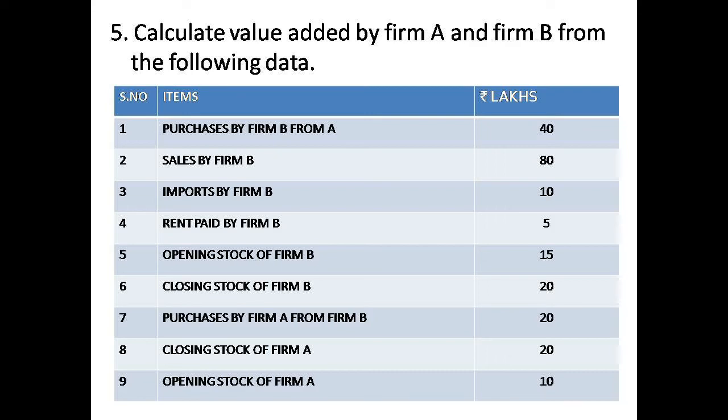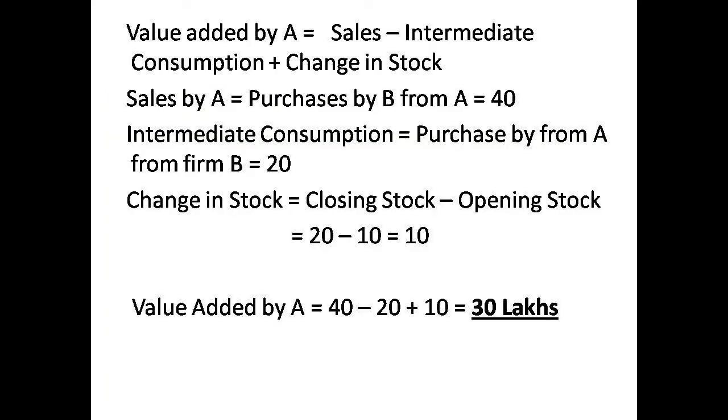Let's see how this problem is solved. First, we will calculate value added by A. So, value added by A is sales minus intermediate consumption plus change in stock. Sales by A. See, what B purchased from A is A's sales. B purchased from A, no? That means A's sale. How much B purchased from A? 40. So, firm A's sale is 40. No other sale is given.